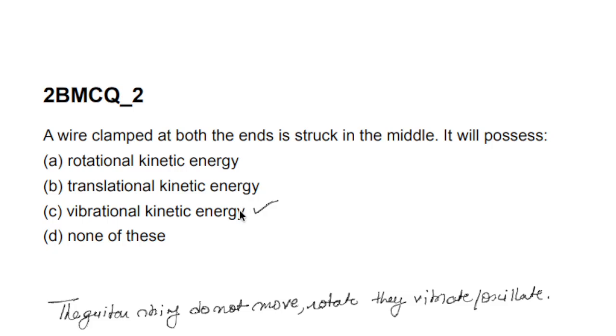But the string, like in a guitar string, doesn't go anywhere. It doesn't rotate, it vibrates. It does to and fro motion like this. If you take any point of the string, it's just going back and forth, back and forth. And that kind of energy is called vibrational kinetic energy.